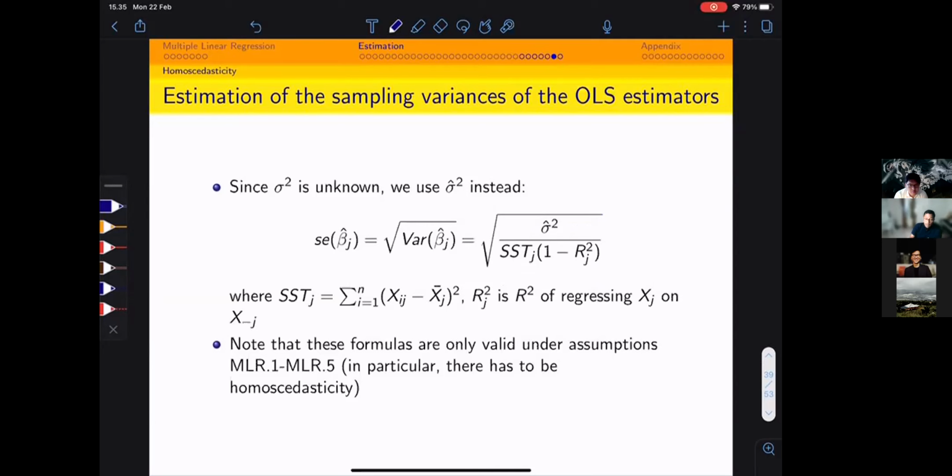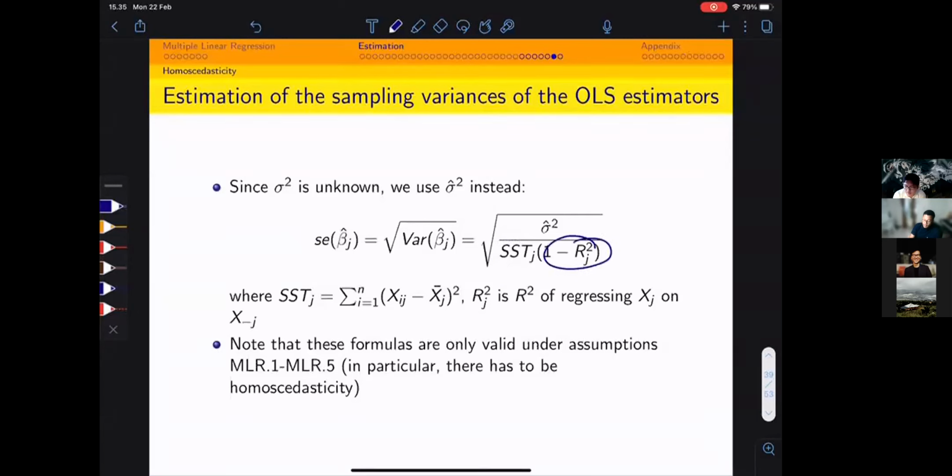Another one, what happens if you have more variation in the variable of interest? If you have more variation in the variable of interest, the standard error goes down, okay? And so this is ideal when you have an interval variable or a continuous variable that, you know, varied quite a lot.